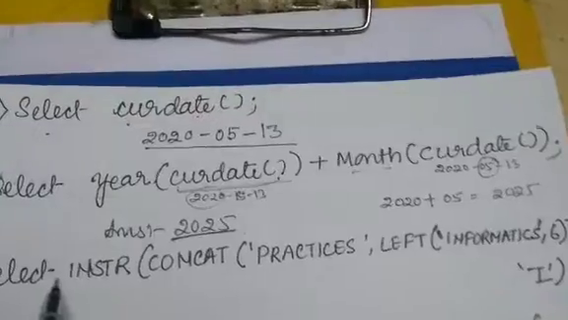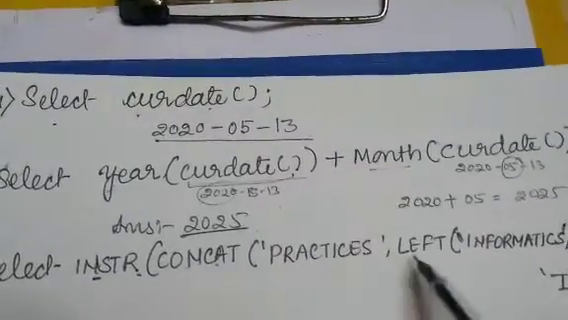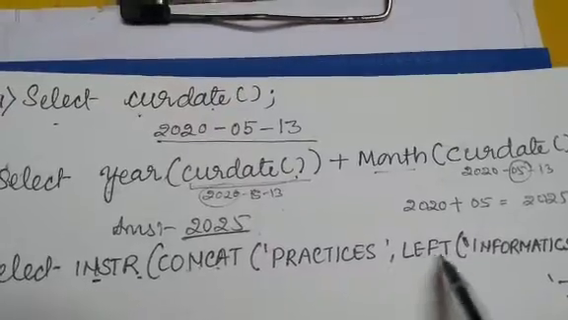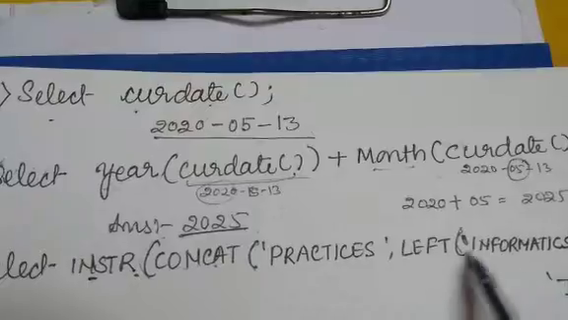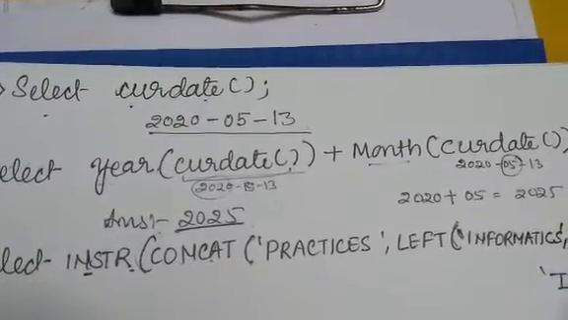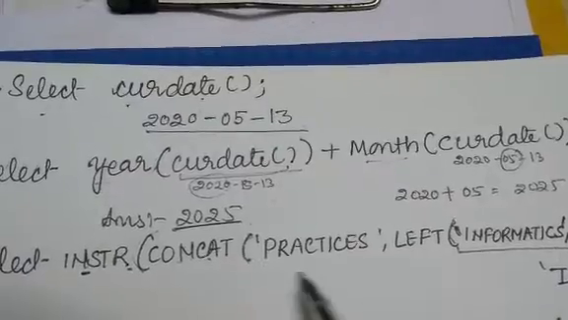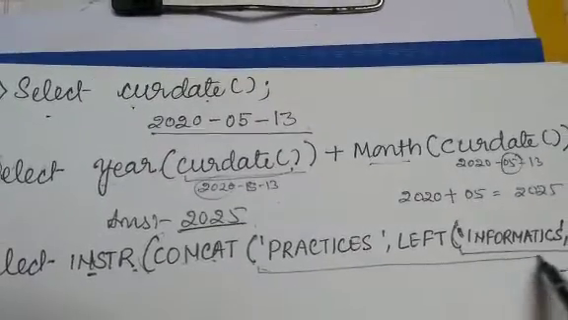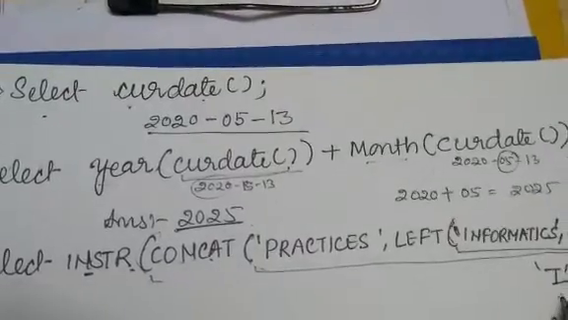Now next one, 11th question. In STR, concat. So start matching the brackets. Opening bracket, opening bracket, opening bracket, first closing bracket. So it is the pair of the last opening. Next closing bracket is for the second last opening. Last closing will be for this.